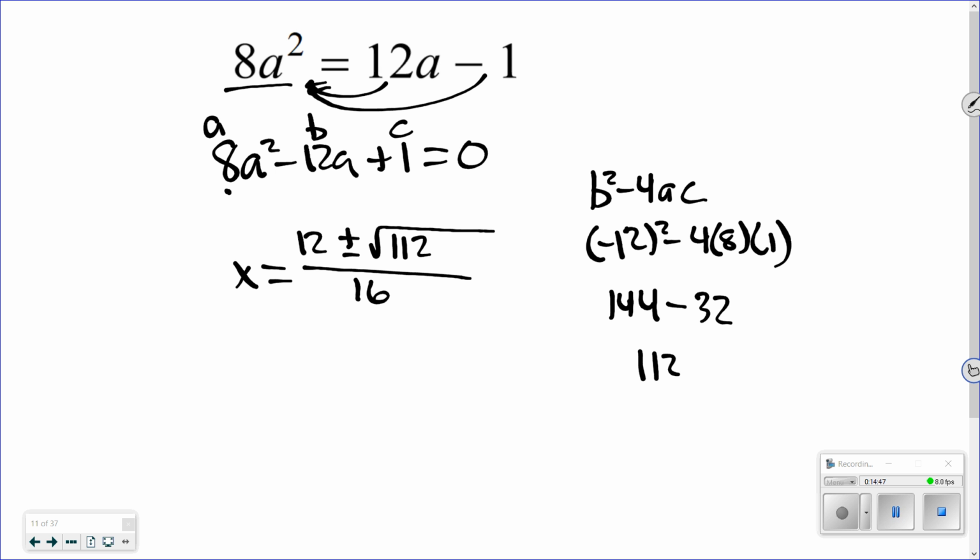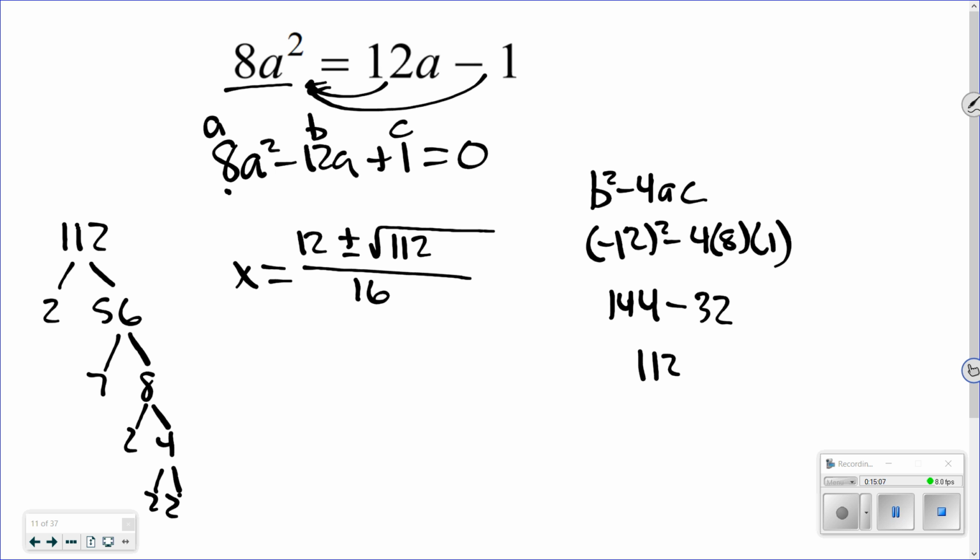So that's my answer, but I want to simplify it. So let's take 112 and see if we can break it apart. I'm pretty sure we can. 2 will go into it, right? So that'd be 2 and 56. We just did 56. 56 was 7 and 8. 8 was 2 and 4. 2 and 2. So I've got a pair of 2's there, and I have a pair of 2's there.